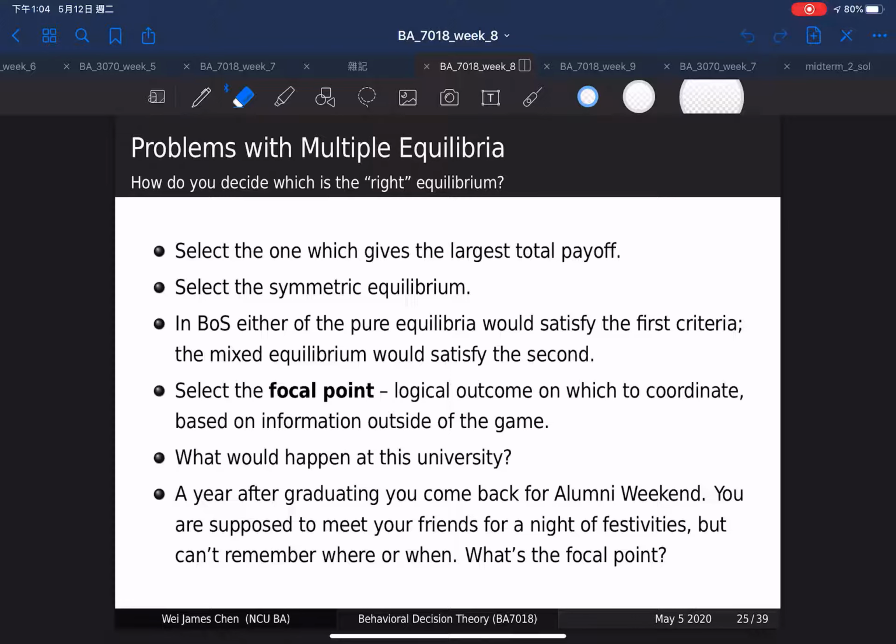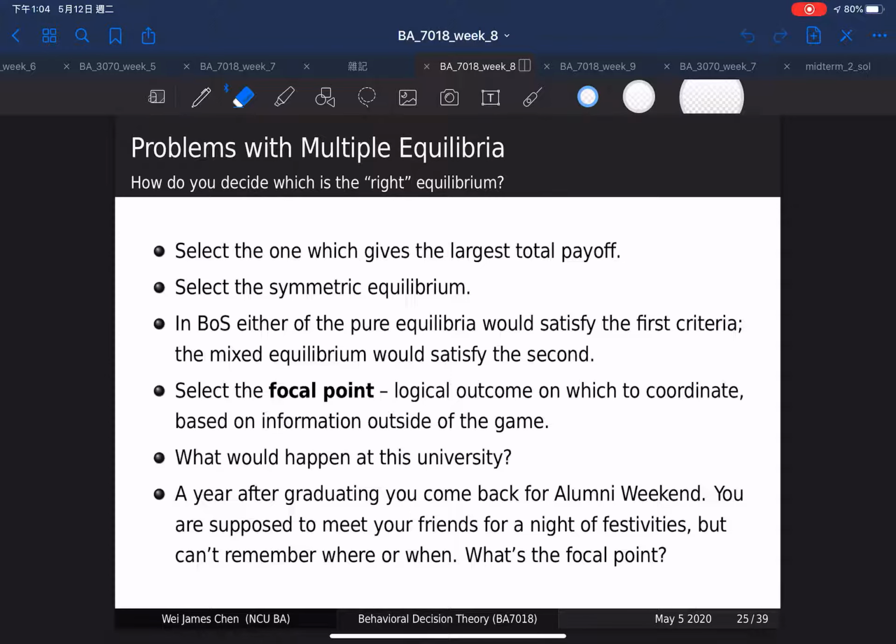And in BOS, sorry, I forgot to mention that there's still another way to define symmetric. That's when the payoffs are symmetric. So when both players are getting the same payoff, we also call that a symmetric equilibrium. Okay, that's another way to define it.